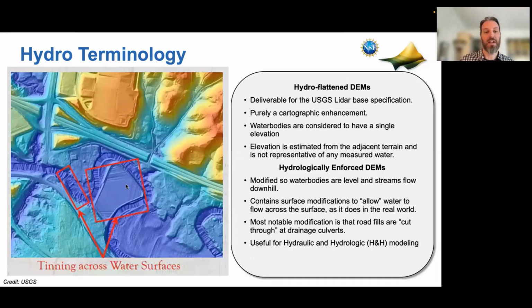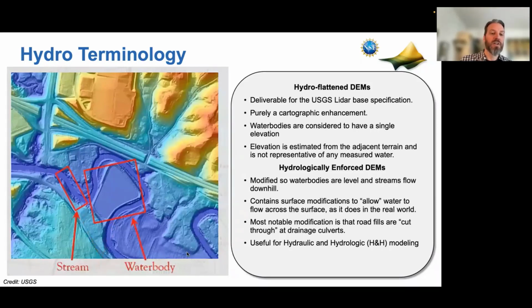What a hydro-flattened DEM is, it gets processed, it goes through and takes the adjacent elevation and applies that to the water body. What you see here is just a flat elevation applied so that you don't get those tinning artifacts. It's a purely cartographic enhancement, but the USGS, as part of their LiDAR base spec, the DEMs that they're putting out will have this hydro-flattening applied, and you can get those data sets through OpenTopography.